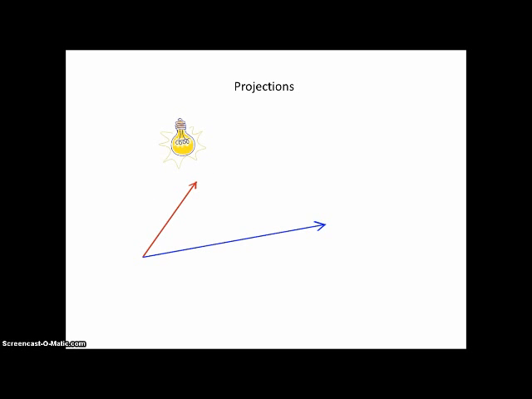Projections. Let's say we have a light shining perpendicular to that blue vector. Then basically there's a projection of the red vector onto the blue vector, like a shadow. And that's what it's called, the projection of A onto B. Now let's say the angle there is theta. Then just using simple trigonometry, the length of that shadow is the length of A times the cosine of theta, because it's the adjacent leg of that triangle.